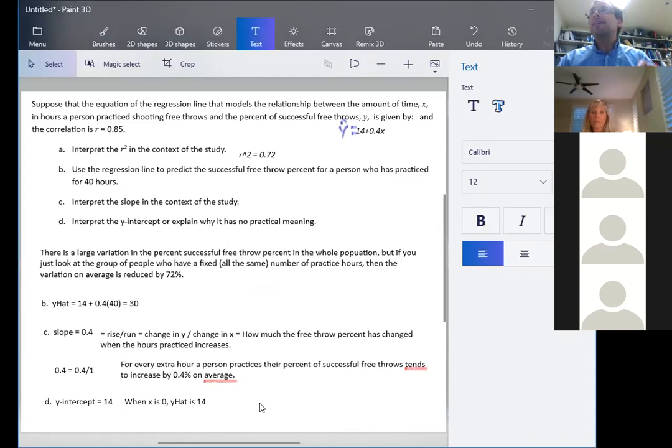Okay, what is x? x is the hours a person practiced throwing free throws. Can that be 0? Yes. It does make sense for someone to have no practice throwing free throws. There are people like that. Not too many, but there's some. Does it make sense to have a 14% free throw percent? Yeah. If you had a negative value, you would say it had no meaning. You can't have a negative free throw percent. Or if it was over 100, you can't have over 100% success rate. So you always look at the numbers, and if they have no meaning, then you just say it has no meaning.